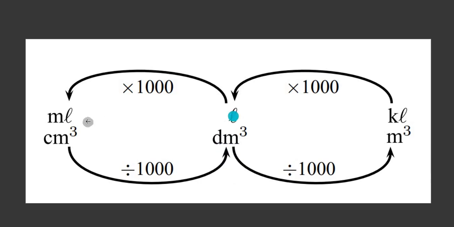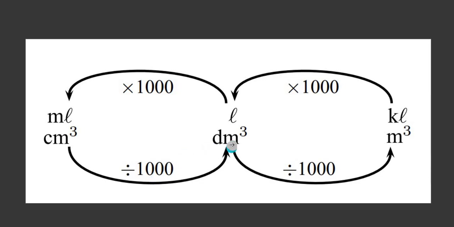Again, you need to understand that 1 liter equals 1 cubic decimeter, and we are told that 1 milliliter equals 1 cubic centimeter. And on the other side, we know that 1 kiloliter equals 1 cubic meter. But now how do you convert? So if you are given your volume in cubic centimeters, and you want to convert it into cubic decimeters, you will divide by 1,000.